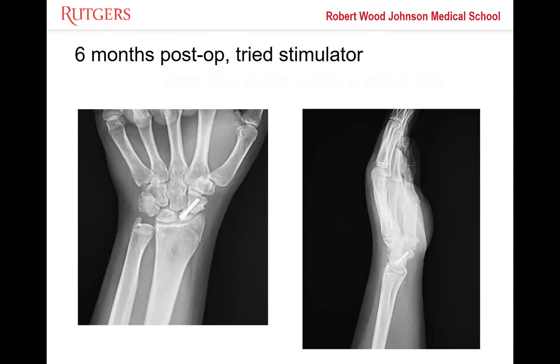You know, they're pretty stoic. So they're like, I have a little bit of pain. We kind of monitored it. And then at 6 months, we see these x-rays right here. So Dan, what do you think? What's going on at 6 months?